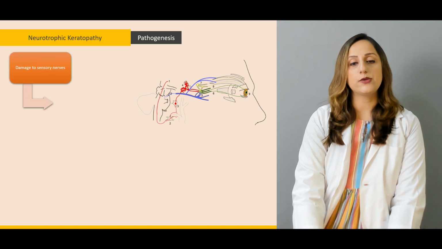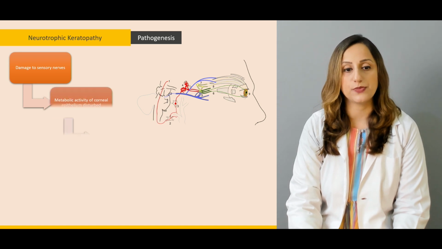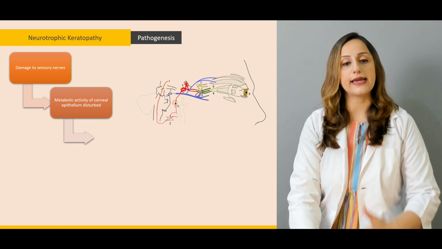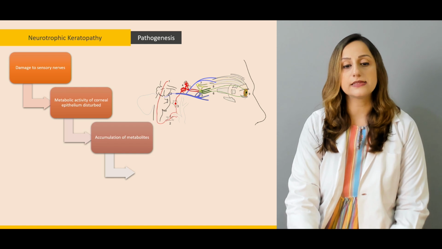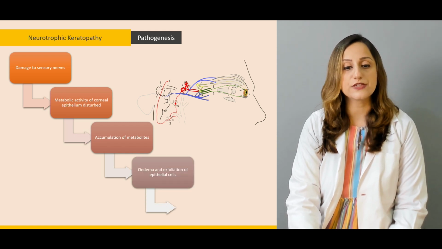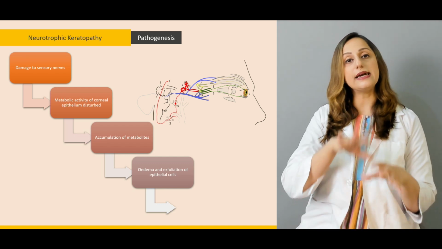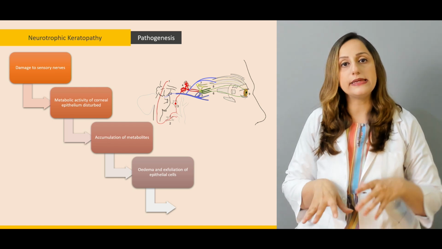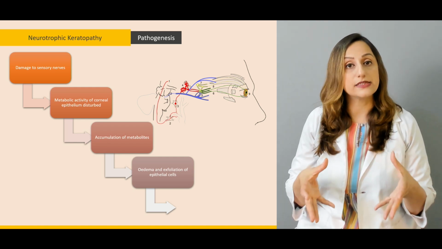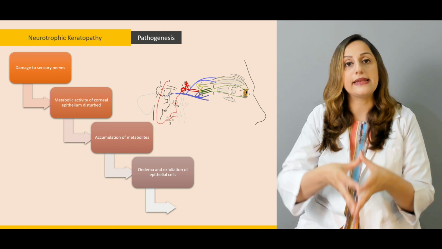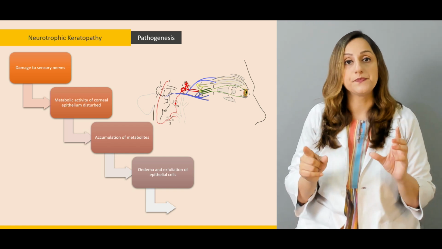The pathogenesis that we have all come to know is the damage to the sensory nerves that occurs in neurotrophic keratopathy, and that finally disturbs the metabolic activity of the corneal epithelium in these patients. As a result, there is an accumulation of metabolites, which finally results in edema and exfoliation of the epithelial cells. So this is basically a step-by-step procedure. First of all, the nerves are damaged, and that in turn debilitates the metabolic activity. There is an accumulation of metabolites, and as a result, edema is noted at the corneal epithelium.